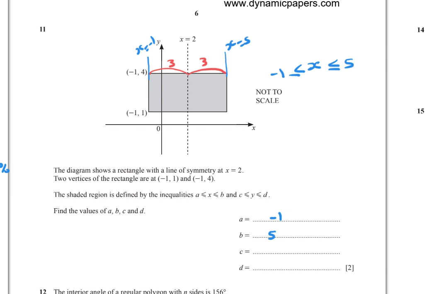Same for y, the shaded region is between this line and that one, between 1 and 4, because this line is y equals 1 and this line is y equals 4, and the shaded region is between y equals 1 and y equals 4. So you can write y more than or equal to 1 and less than or equal to 4, so c equals 1 and d equals 4.